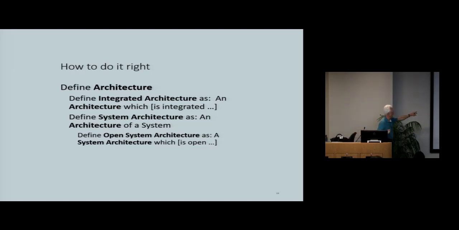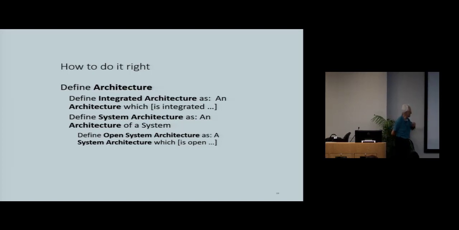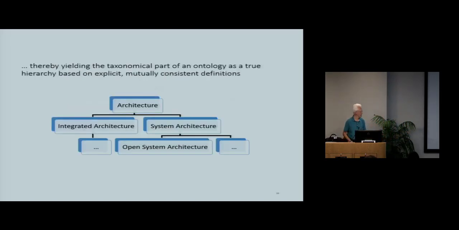So that's what we do here. A system architecture is an architecture of a system. An open system architecture is a system architecture which is open. When you do that, you immediately get a really nice ontology in which everything fits in its proper place.